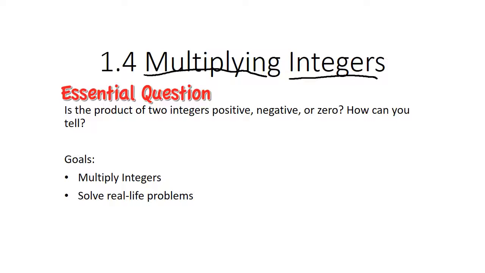positive, negative, or zero, and the conditions that will give us either a positive number, a negative number, or zero as an answer, and how we can tell what our answer is going to be before we even work out the problem. Now our goals for today are going to be to work with multiplying integers and to solve some real-life problems.